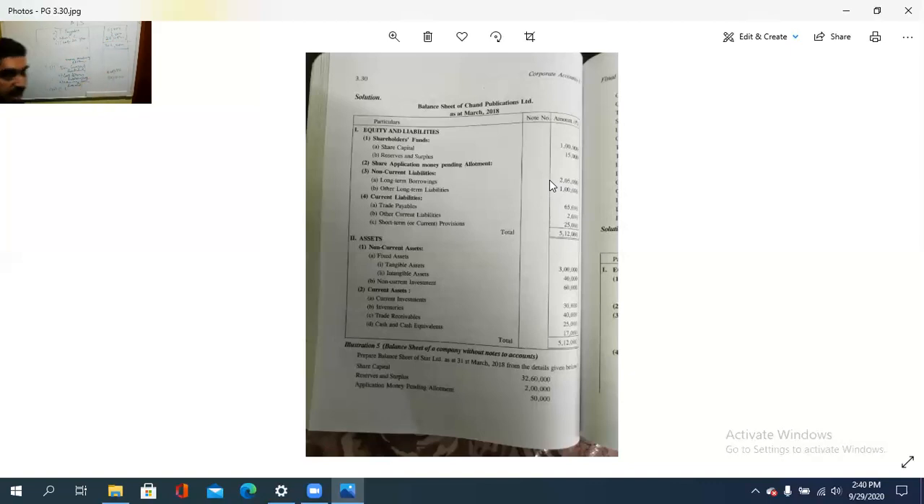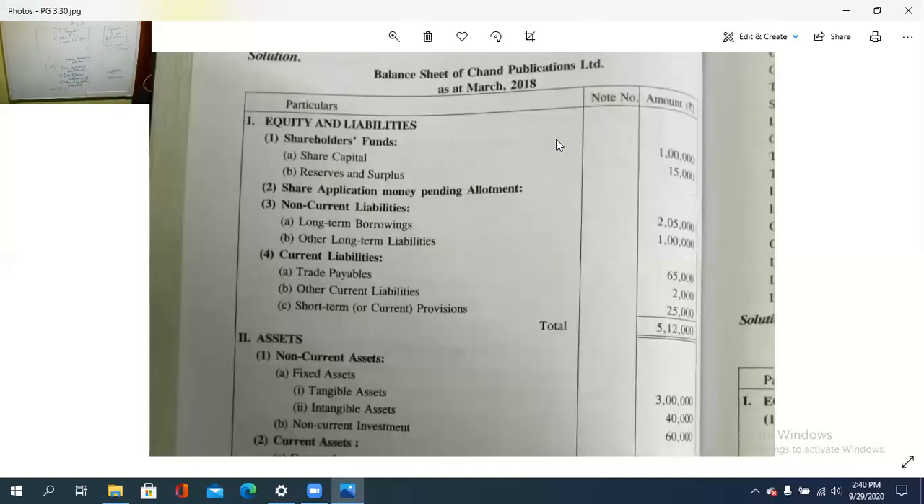So this is the liability side, like share capital, that is shareholders funds, and reserves and surplus. Then second is share application money pending allotment. If in this question there is no amount for that, then non-current liability like long-term borrowings, other long-term liabilities, then current liability like trade payable and other current liability, and also short-term provision, all should be done here. Then next is assets. The liability side is over. Next is assets.